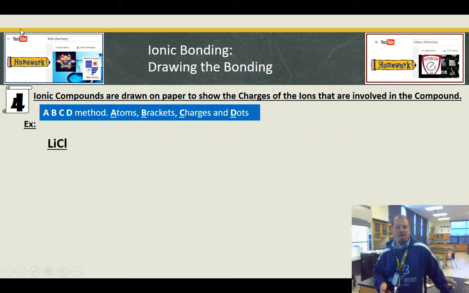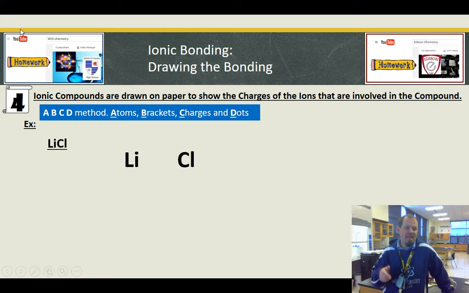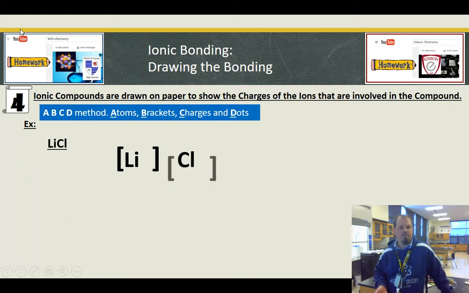So first example, LiCl, lithium chloride. We'll learn to name that in the next video. First, I start by drawing the atoms. So I got Li, I got Cl. That's the A piece, okay? Then I need brackets. Brackets say, my electrons, you cannot have them, because we learned that in ionic, we have complete transfer of electrons. Then charges: Li makes a +1, Cl makes a -1. Those are my charges. So now I got A, B, C all set.